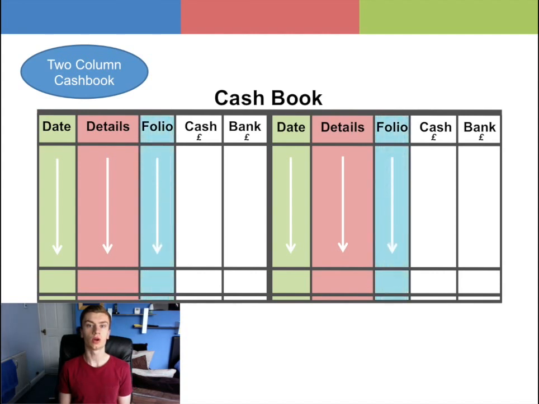The folio column provides a quick reference of where the other accounts can be found in the accounting system. For example, the general ledger would be GL, the sales ledger would be SL, and the purchases ledger would be PL. Then the debit column for cash is drawn next to the debit column for bank, and the credit column for cash is drawn next to the credit column for bank.